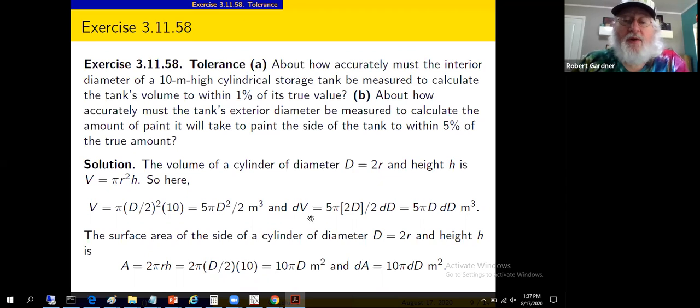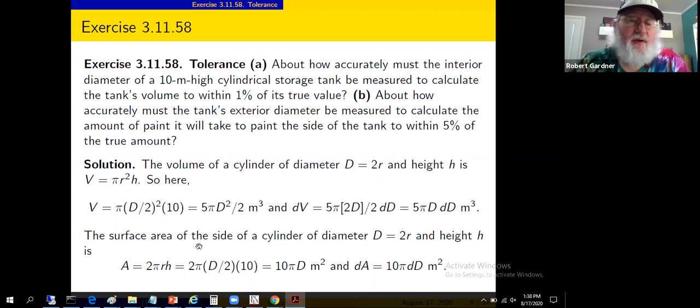The differential of volume: differentiate with respect to D, and then put a dD on the end. It's a differential. The differential of volume would be 5 pi over 2, bring the 2 down, so we get a 2D dD, the differential. Capital D's are for diameters, little d's for differentials. That's what we get for the differential. I can cancel the 2's and simplify it to 5 pi D dD, meters cubed, by the way. So there's volume and a differential of volume.